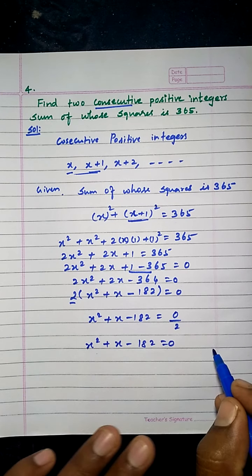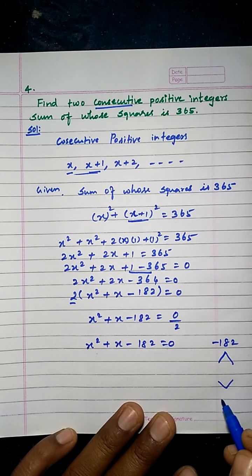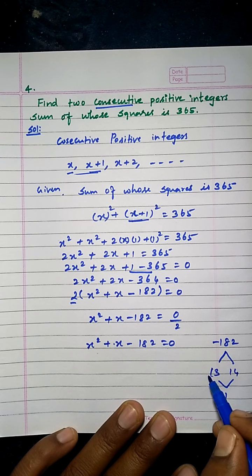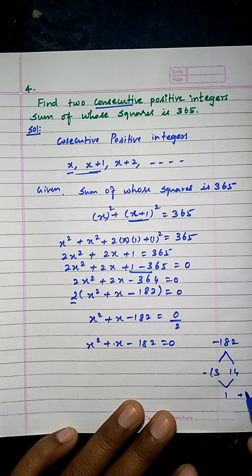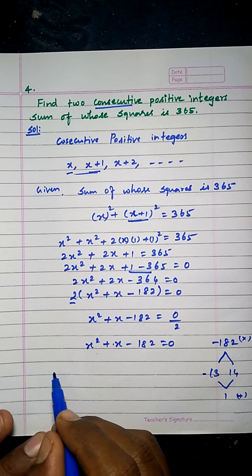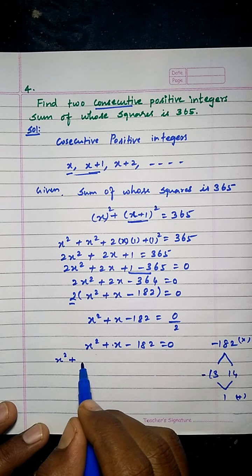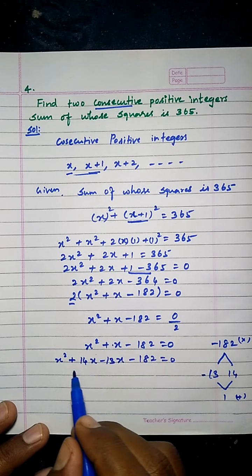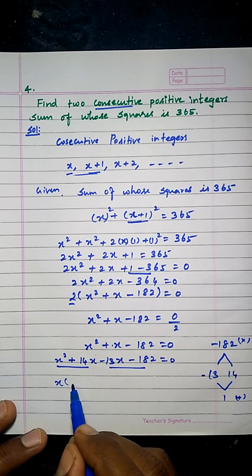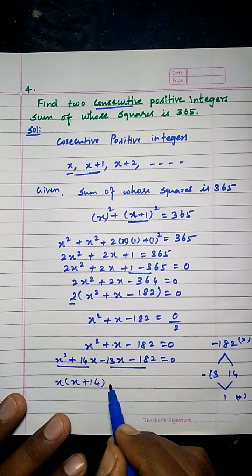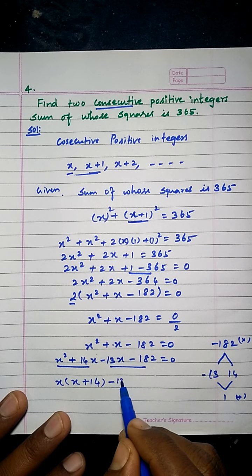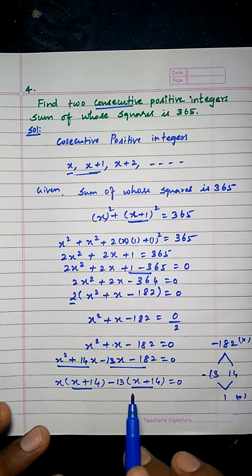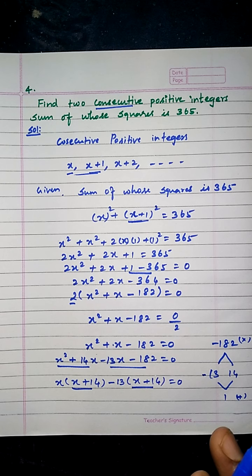Let's factorize this. Minus 182, and here we have plus 1 as the coefficient of x. So 13 and 14 will work: 14 minus 13 gives the addition, and the multiplication is 182. Now x square plus 14x minus 13x minus 182 equal to 0. From the first two take x common outside: x plus 14. From the last two take minus 13 outside, remaining x plus 14. Make sure the first bracket and second bracket are the same. If not, you made a mistake, so you can redo it.